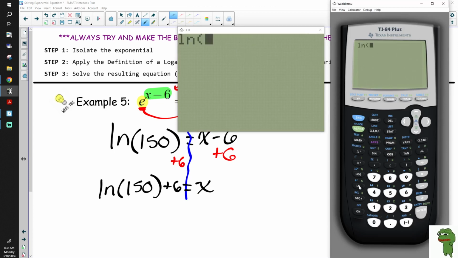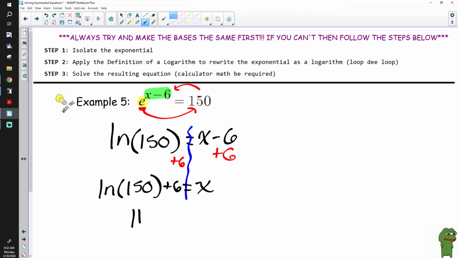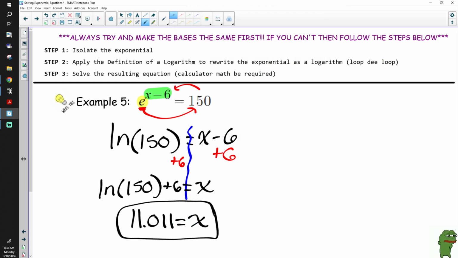ln, 150. What do I need to make sure I do after I type in 150? Parentheses, plus 6. And the x is about 11.011. Done. That's the value of x.